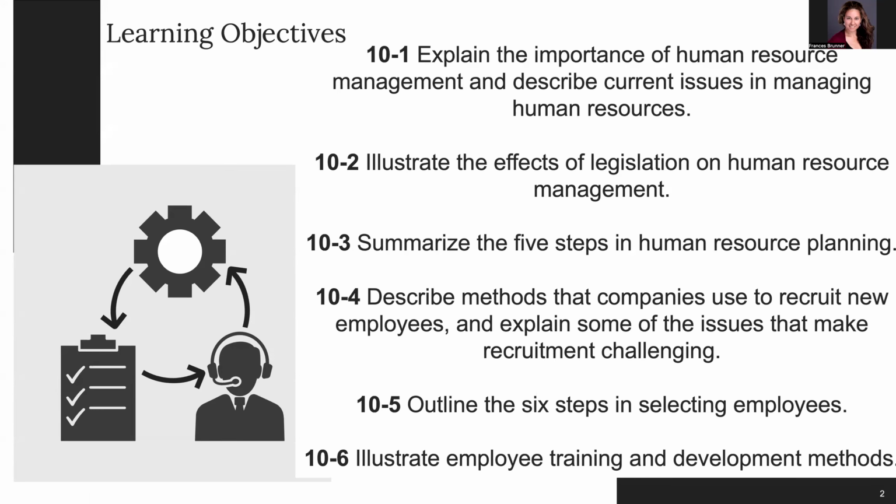Some of the benchmark laws that have had a great effect on human resource management include social legislation, such as the Civil Rights Act of 1964. The Civil Rights Act of 1964 created Title VII, which is the Equal Employment Opportunity Act, that prevents companies with more than 15 employees from discriminating based on sex, race, color, religion, or national origin. It also enabled affirmative action.